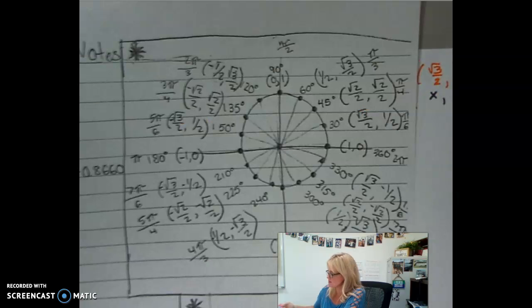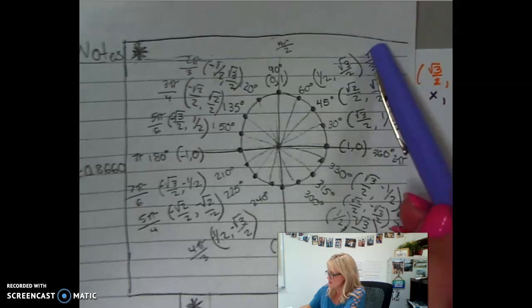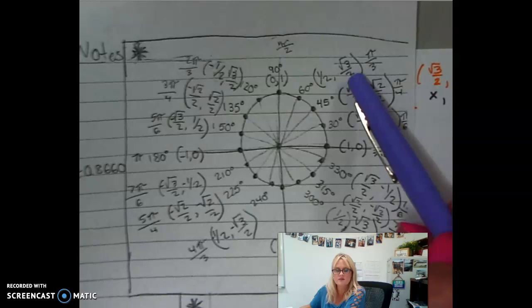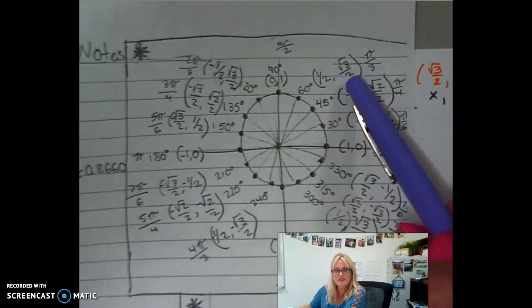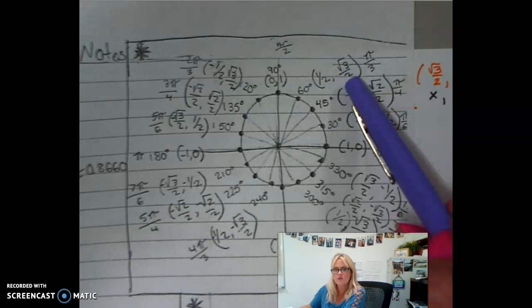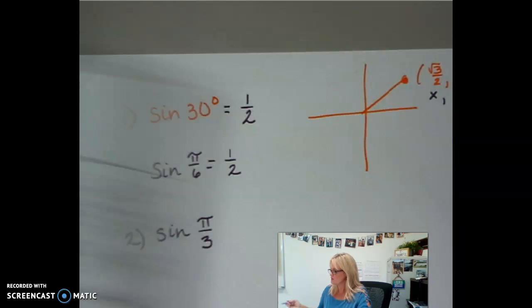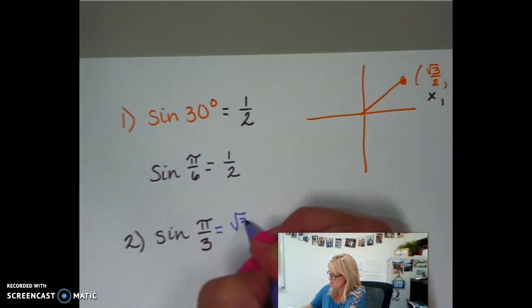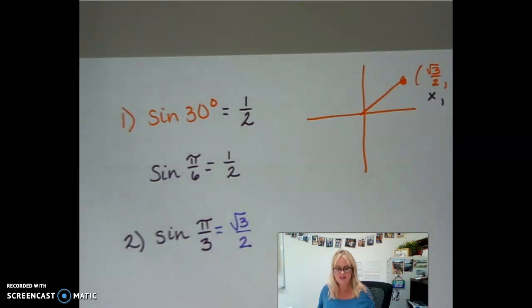On our unit circle, pi over 3 is the same as 60 degrees. X is 1/2, y is square root of 3 over 2, and because we're talking about sine, we are talking about the y value, so our answer at pi over 3 is the square root of 3 over 2. That is how we are going to be using the unit circle and our SOHCAHTOA and trig functions.